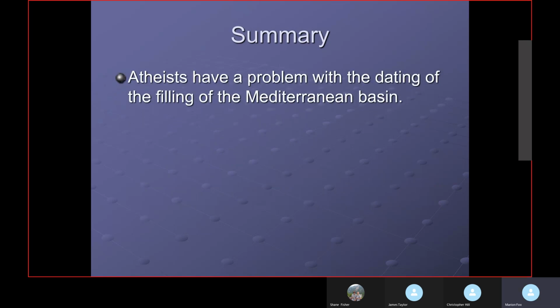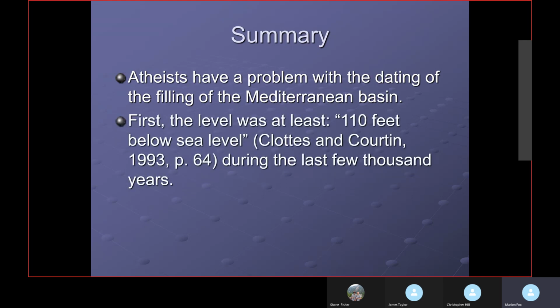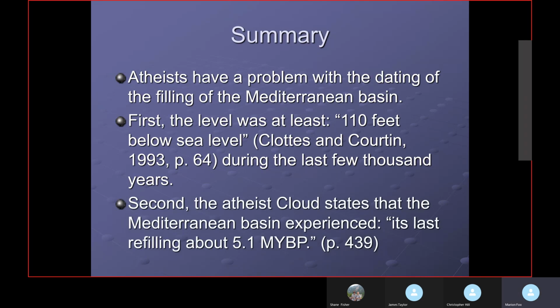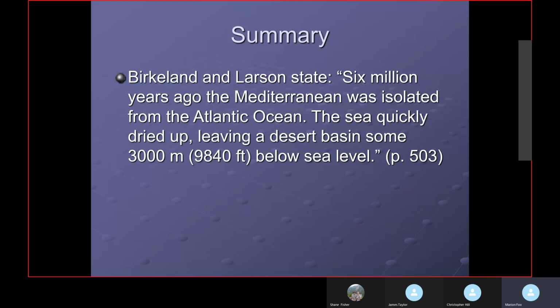Atheists have a problem with the dating of the filling of the Mediterranean basin. First, the level was at least 110 feet below sea level, according to Klotz and Courton, during the last few thousand years. Second, the atheist cloud states that the Mediterranean Basin experienced its last refilling about 51 million years before present. MYBP is million years before present time. That's what that means.